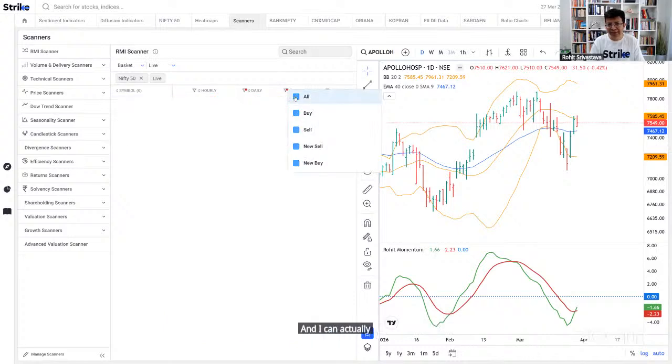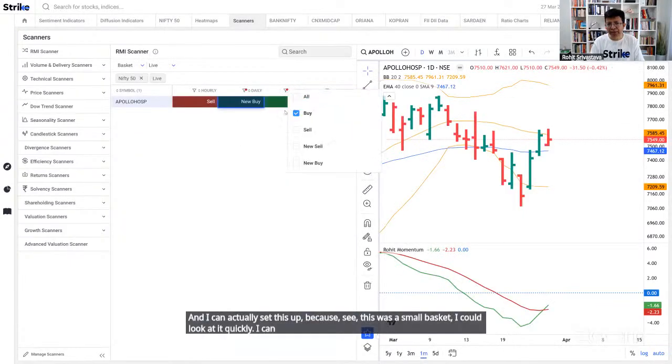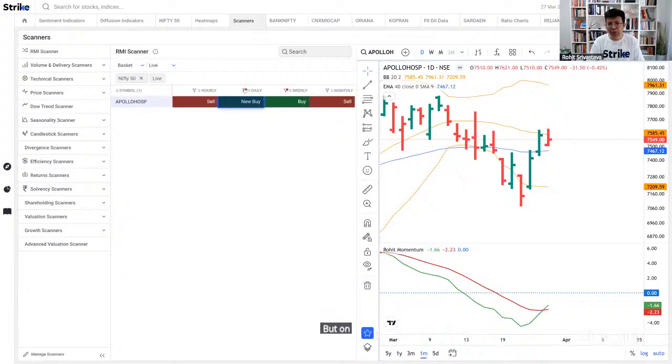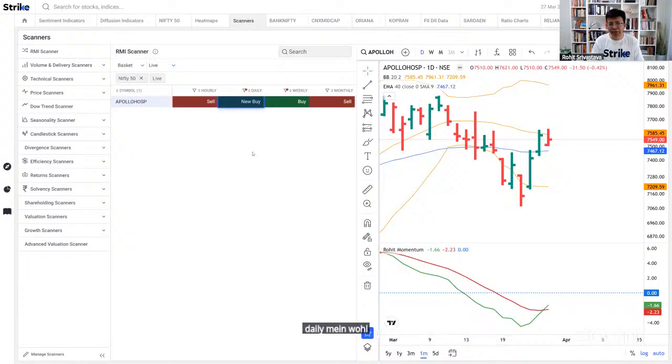And I can actually set this up because this was a small basket. I could look at it quickly. I can say weekly, whatever is in buy or whatever is in new buy. But on daily, I only want new buy. Which are the stocks? Now I've done a 2 time frame scan just the way we learned some time back: what is the weekly trend, and buy in the daily accordingly. So there's only one stock out of Nifty 50, which is Apollo Hospitals, which has given this combination.